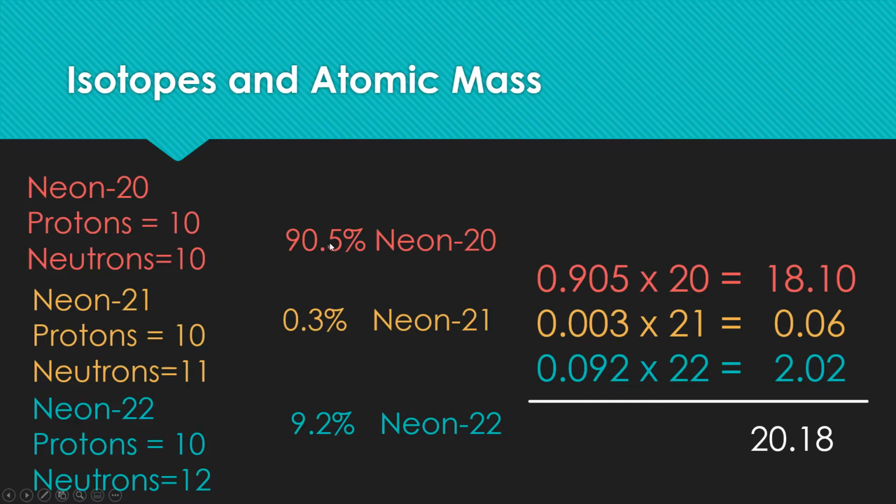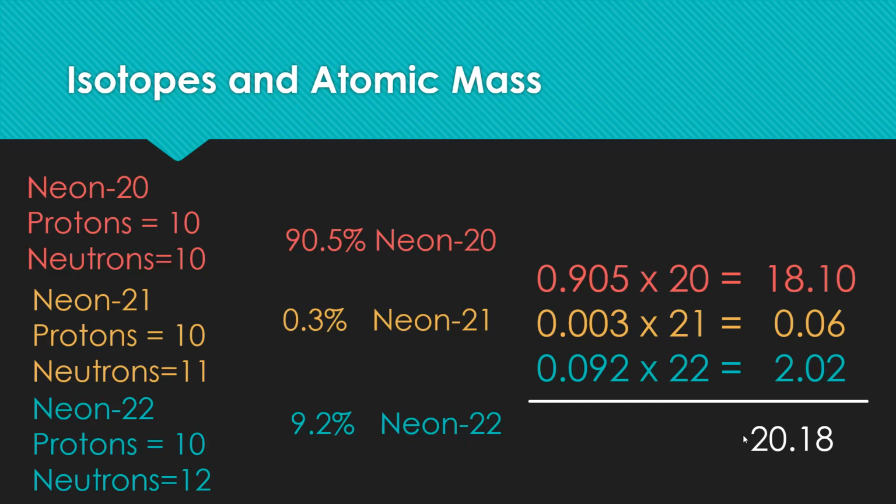So we take that percentage represented as a decimal by moving the decimal over 2 places. So 0.905 times the mass, 20, gives us a number, 18.1. And then we do it again with 0.3. So we move the decimal 2 places, we multiply it by the mass, and we get 0.06. 9.2%, we move the decimal 2 places to represent the percentage as a decimal, multiply that by the mass, and we get another number. And then when we add all those up, we get the mass of neon on the periodic table. That's how we get this weighted average on the periodic table.